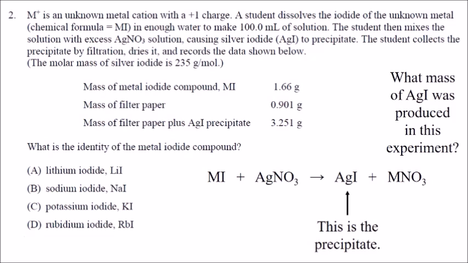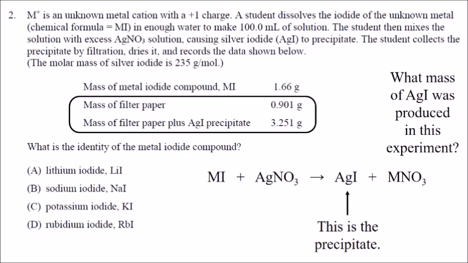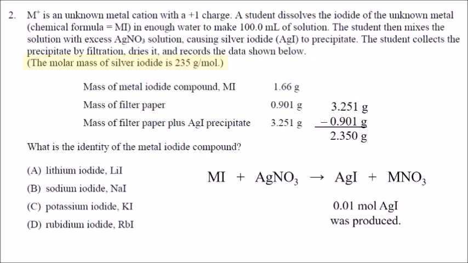So what mass of silver iodide was produced in this experiment? Based on the data, if we subtract 3.251, the mass of the filter paper plus the precipitate, minus the filter paper itself, we get 2.35 grams of silver iodide. Now that's convenient since the molar mass of silver iodide is 235. That means that 2.35 divided by 235 is exactly 0.01 moles of silver iodide produced. And based on the 1-to-1 mole ratio between the unknown metal iodide and silver iodide, there must have been 0.01 moles of metal iodide that reacted.